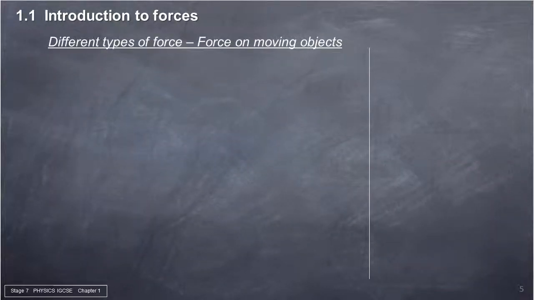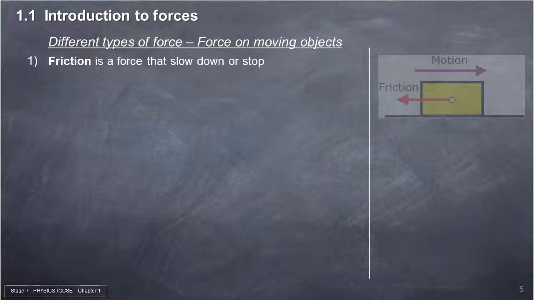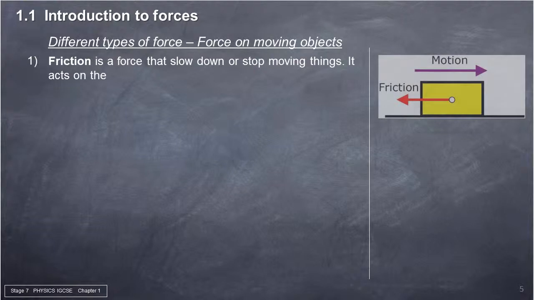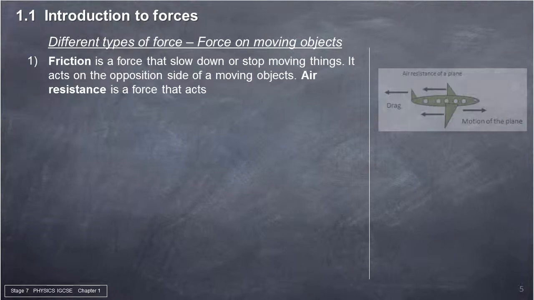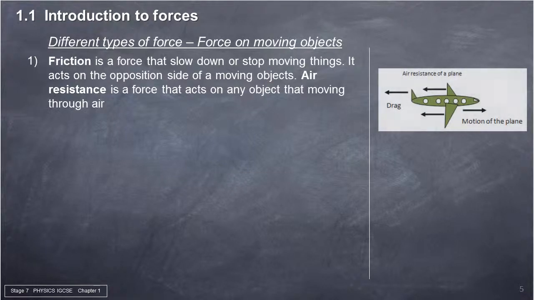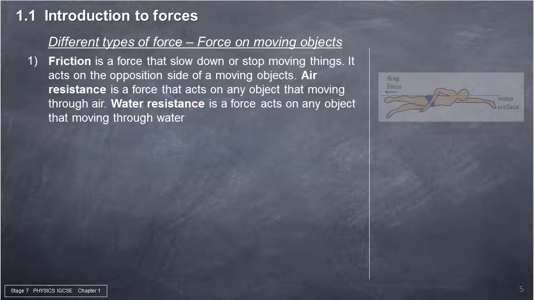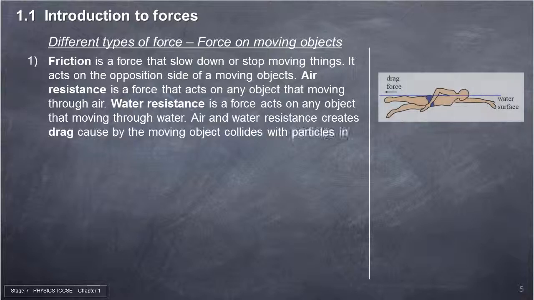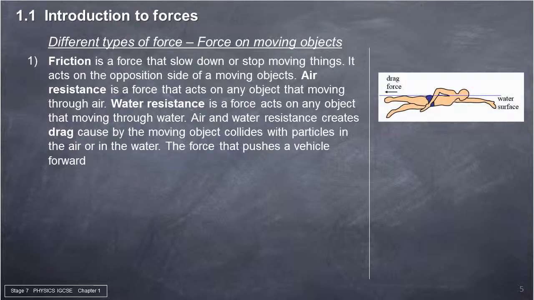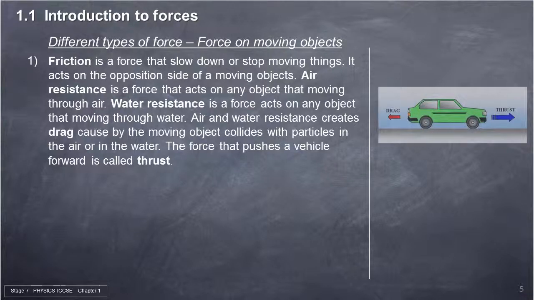Different types of force, force on moving objects. 1. Friction is a force that slows down or stops moving things. It acts on the opposite side of a moving object. Air resistance is a force that acts on any object moving through air. Water resistance is a force that acts on any object moving through water. Air and water resistance create drag, caused by the moving object colliding with particles in the air or in the water. The force that pushes a vehicle forward is called thrust.